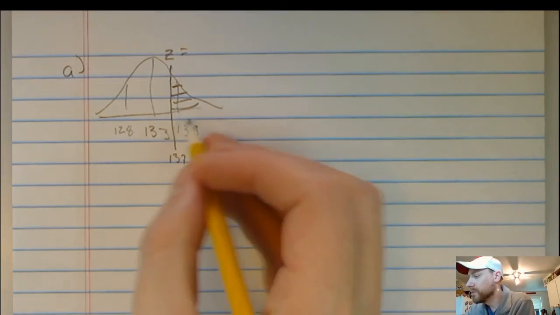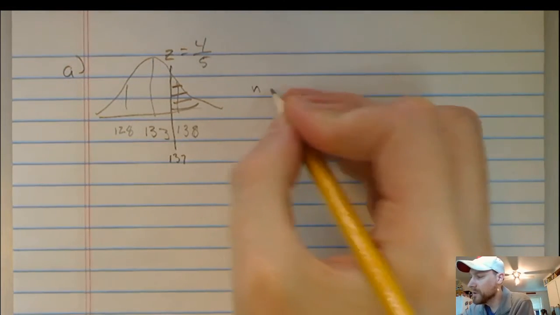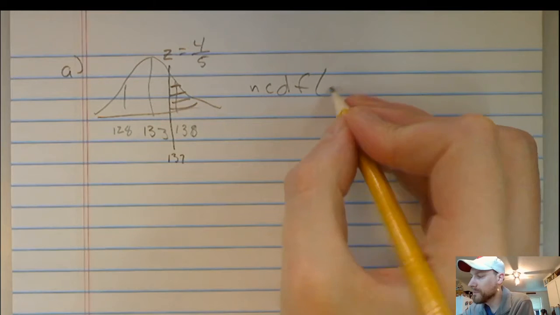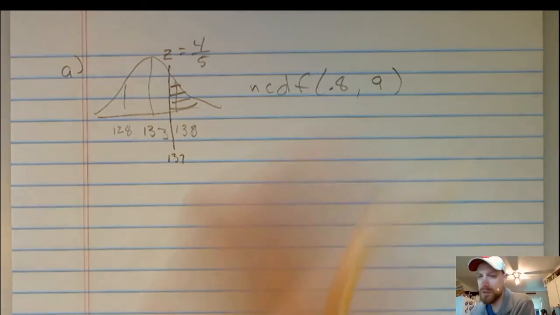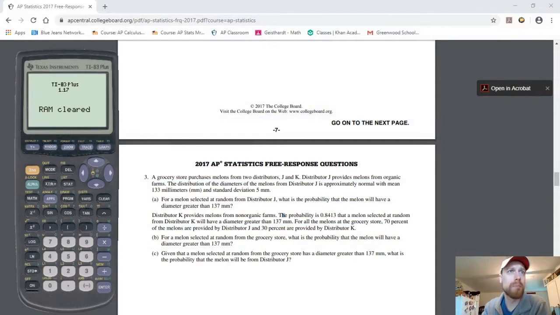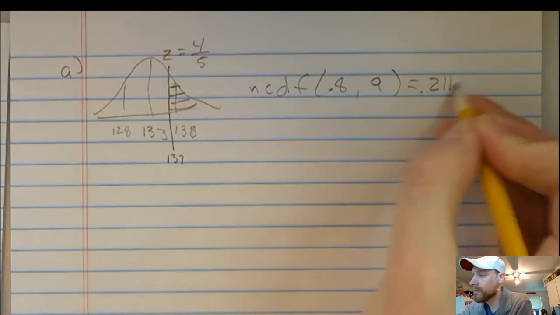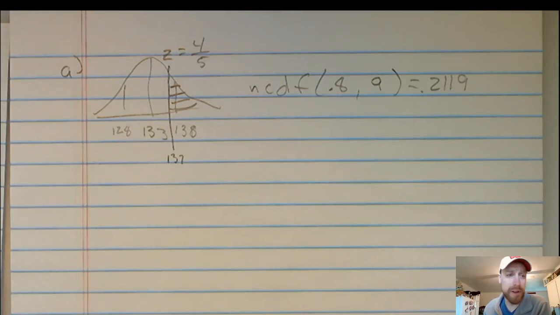Okay, so this distance is 4, our standard deviation is 5, it's 4/5. So what we're going to need to do is normal CDF from 4/5 to whatever. So let's do that. Under distributions, normal CDF from 0.8 to 9, and we get 21.19. And that's part A.